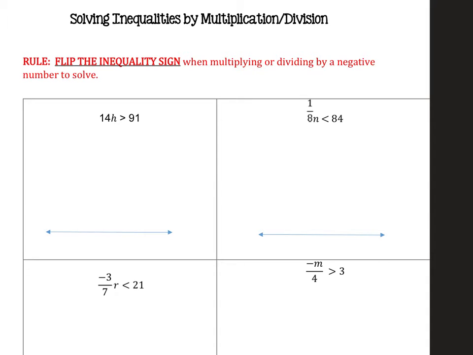So in this first problem, I have 14h is greater than 91. So to solve, I have to divide both sides by 14. I'm dividing by a positive number, so I don't have to flip my inequality symbol. And 91 divided by 14 is 6.5. To graph this on my number line, I would put an open circle at 6.5. And my arrow is going to point towards the right, towards numbers that are greater than 6.5.